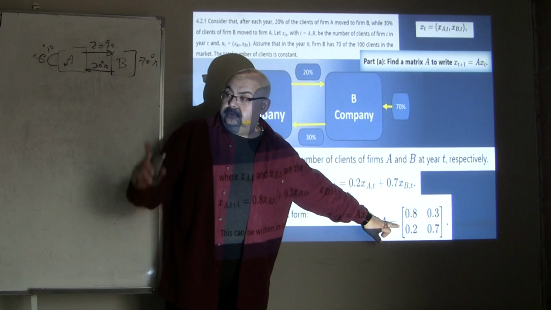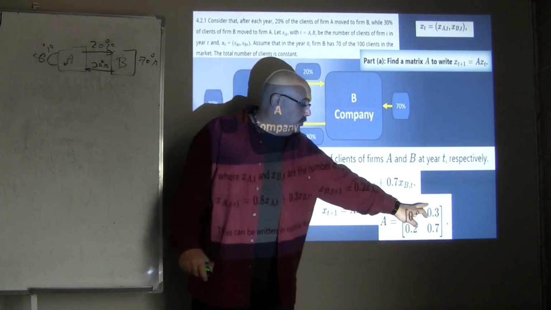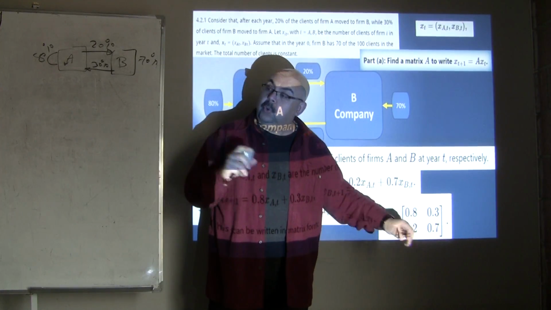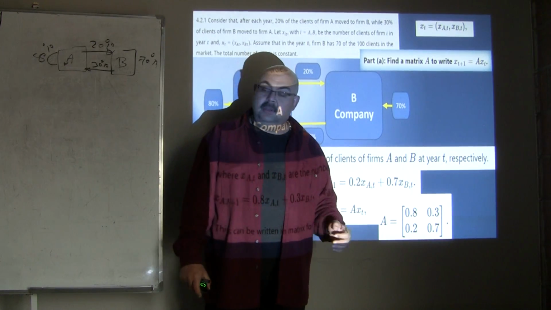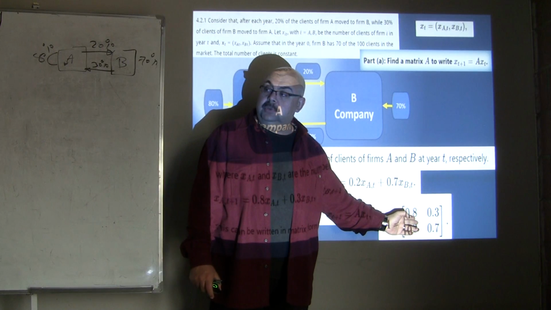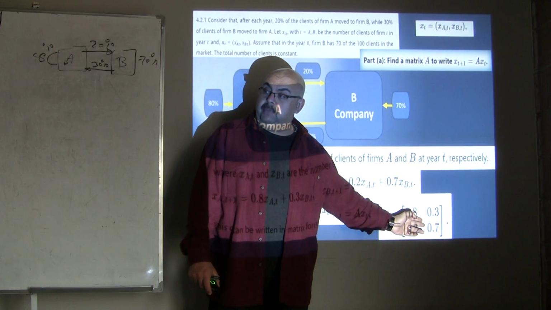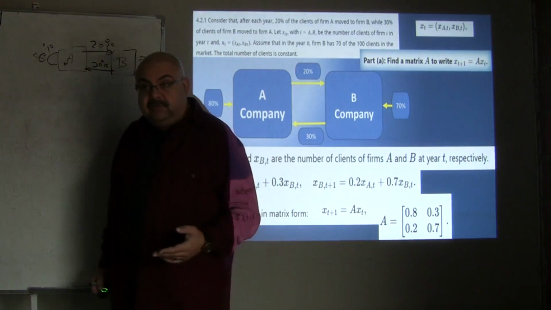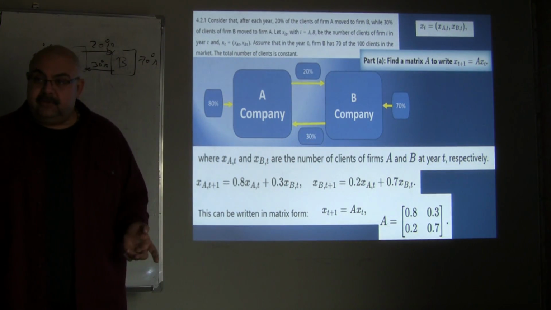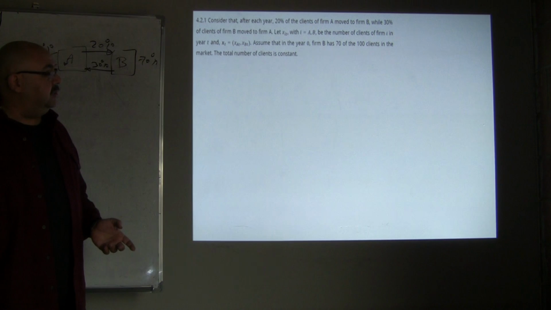0.8 plus 0.2? 1. 0.3 plus 0.7? 1. So 1 is one of the eigenvalues. How to get the remaining eigenvalue? Get the sum of the trace, which is 0.8 plus 0.7, 1.5. So the second value of lambda is going to be 0.5. This is exactly what we did.